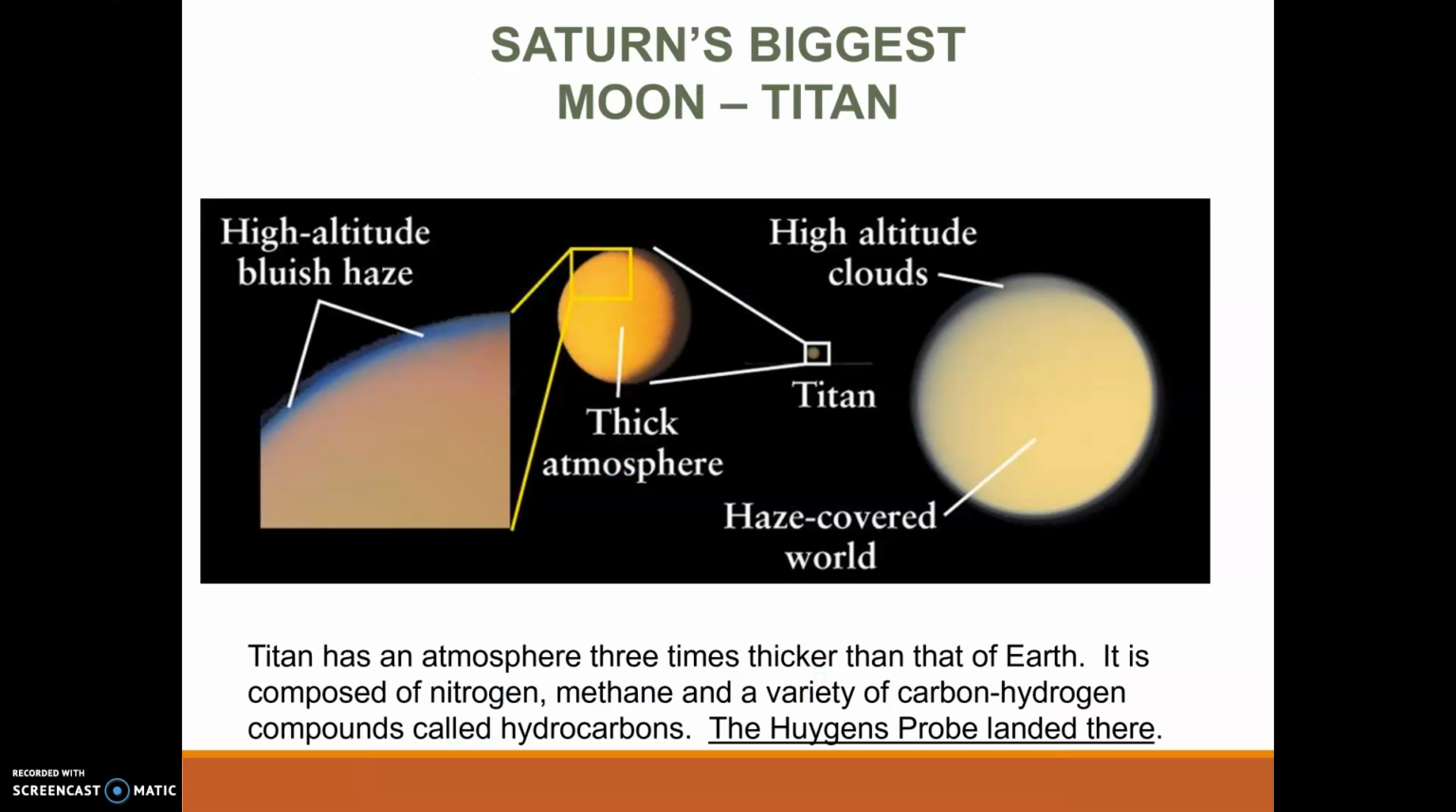So our biggest moon that we're going to talk about here is Titan. Titan here has a really thick atmosphere, and we can see some of these clouds that cover around, and it's very, very hazy, kind of similar to Venus with those thick clouds that are hard to see through here. So our atmosphere on Titan is 3 times thicker than ours on Earth. And it's composed of nitrogen, methane, and a variety of carbon-hydrogen compounds, which we call hydrocarbons.